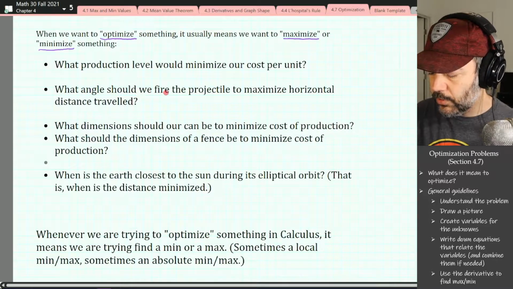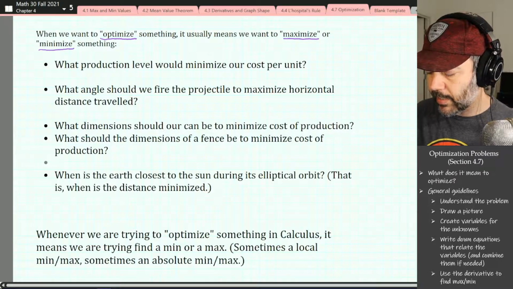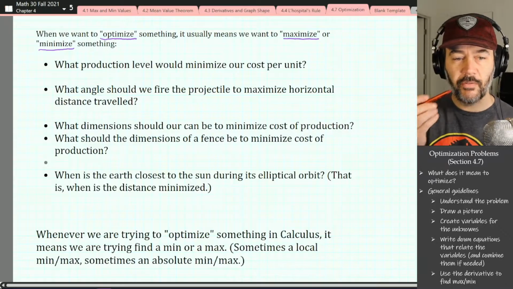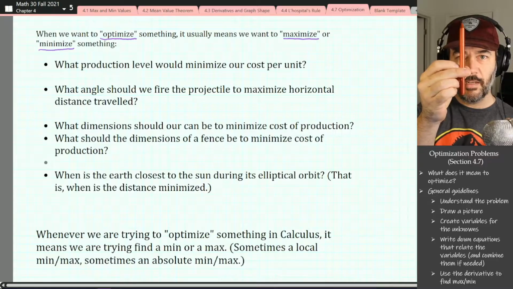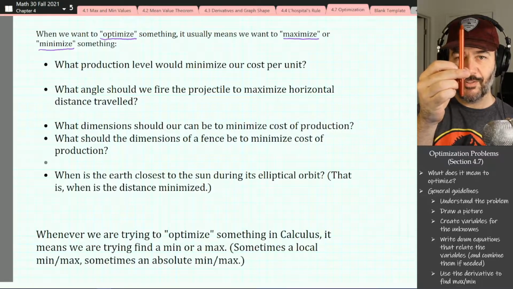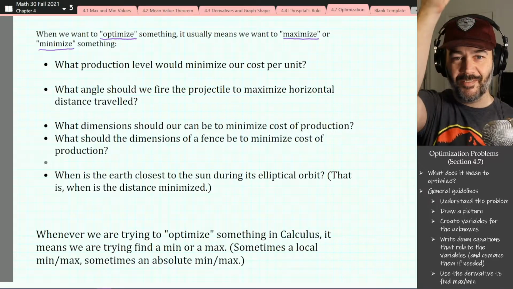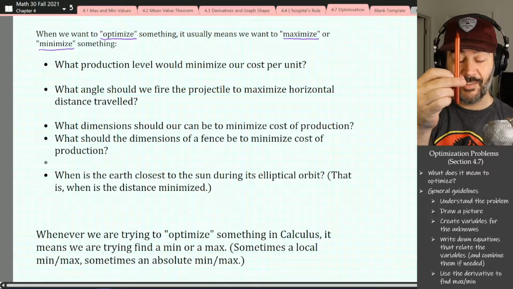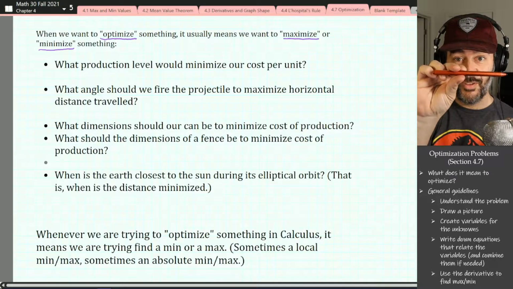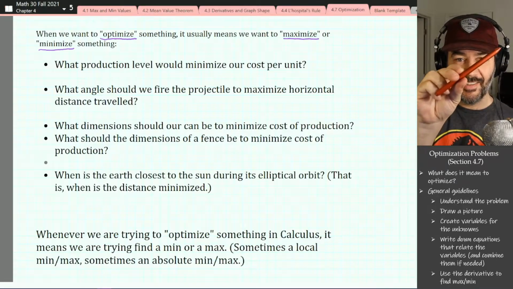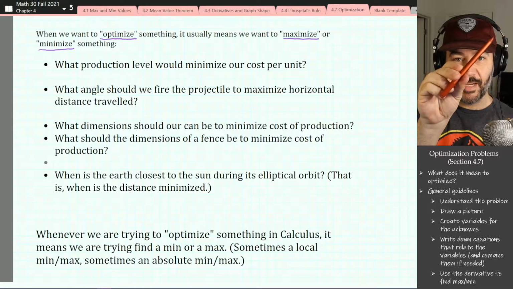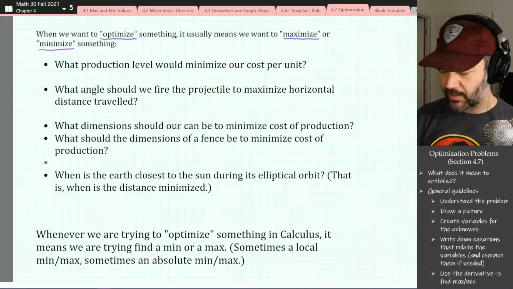What angle should we fire a projectile to maximize the horizontal distance traveled? If you were to shoot something at 90 degrees straight up, it doesn't travel very far because it actually will theoretically land right where it started, so the distance would be 0. If you shoot something straight horizontal, it actually just falls to the ground. So there's an angle there where you can maximize how far something travels.